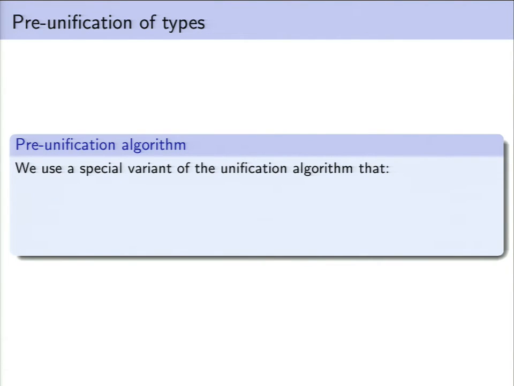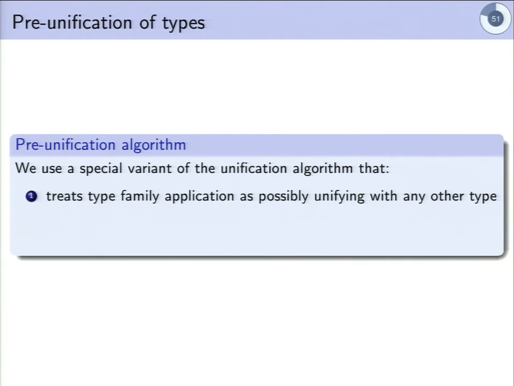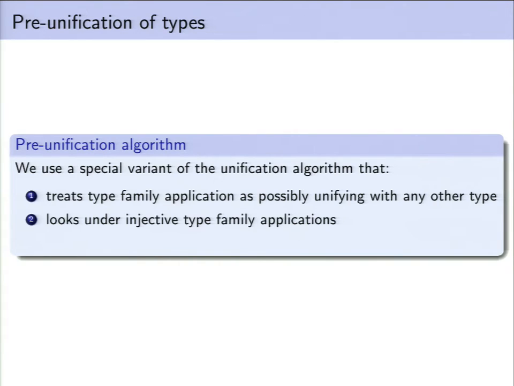It's a special variant of the unification algorithm that has the following properties. So firstly, it treats type family applications as possibly unifying with any type. Secondly, if it's asked to unify application of the same injective type family, it looks under that application at the injective arguments. So if we have a type family F with some injective argument, and the algorithm is asked to unify FA with FB, the algorithm will actually attempt to unify A with B. And thirdly, and this is not discussed in the presentation, it's detailed in the paper, we do not find solutions that involve infinite types. And we call this a pre-unification algorithm because if we ask it to unify two types that cannot unify in any way, it will discover this. But if it encounters types that could possibly unify, for example, via type family reduction, it will discover some information about the unifying substitution, but not all of it.